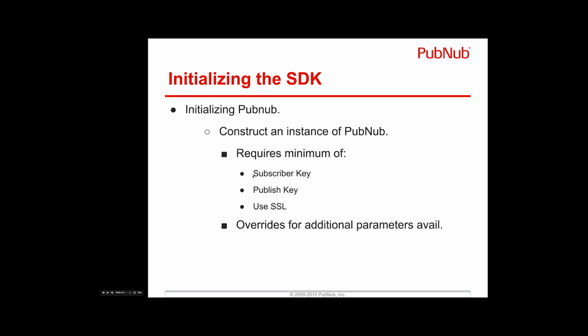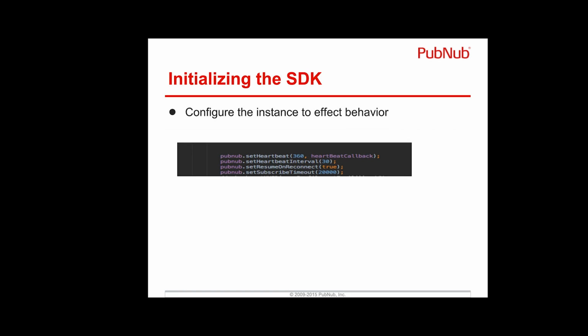Minimum data points: subscribe key, publish key, and whether you use SSL. You'll want to at least pass these three values to the constructor of PubNub. There are overrides that you can use to give you more fine-grained control over how the SDK behaves. And a list of those overrides is available in our documentation, which I'll pop out to next time we go out to the code.